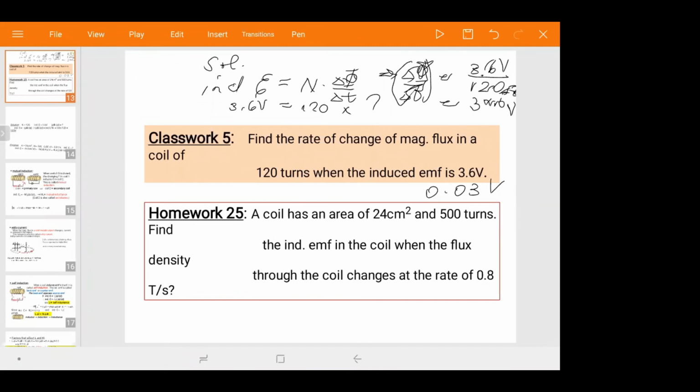Well, that's our unit. But from what did you get volt second? Into flux, if you remember, flux is BA cos theta. Cos theta is a number, it doesn't have any unit. The unit of B is Tesla. The SI unit of area is meter squared. So that means Tesla meter squared is the same as saying volt second.